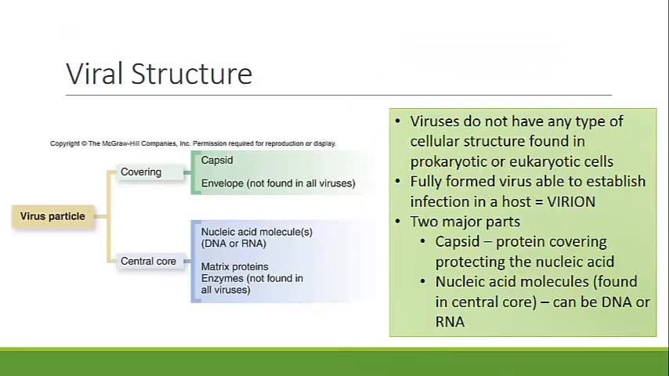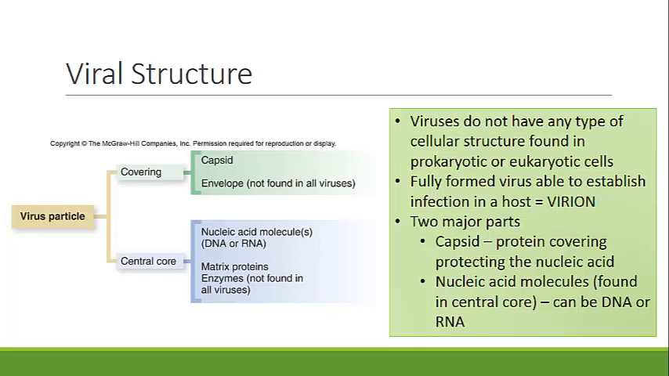So let's talk more about viral structure. I mentioned a few slides back that viruses are not cells. They are acellular, and basically they're just a protein surrounding their nucleic acid. So viruses aren't going to be like anything we've seen so far. They're not prokaryotes, they're not eukaryotes, they're their whole own thing. A fully formed virus that's able to establish an infection in a host is known as a virion. So this is an important term for you to know.